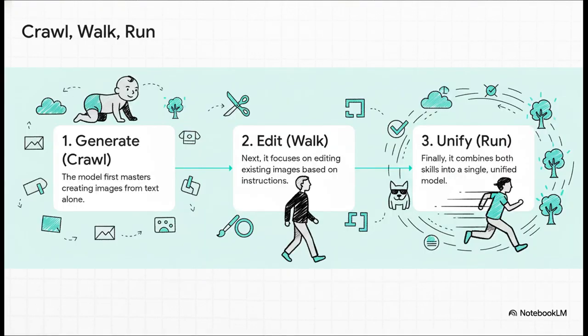And the training plan, this is just brilliant. To keep a model this small from getting totally confused, they didn't try to teach it everything all at once. First, it learned to crawl. It just mastered generating images from text. Then it learned to walk, focusing only on editing existing images. And only then, once it knew both, did it learn to run, perfectly combining both skills into one unified model. This progressive approach was the absolute key to making it so powerful and stable.